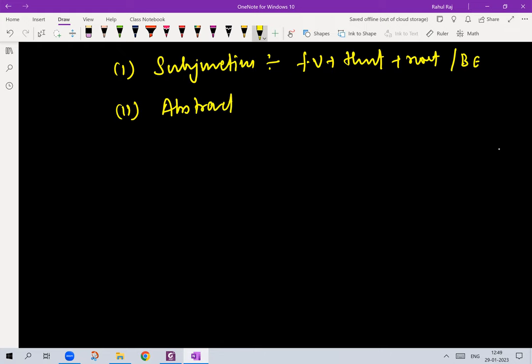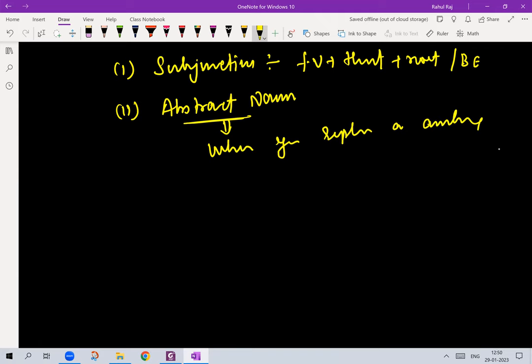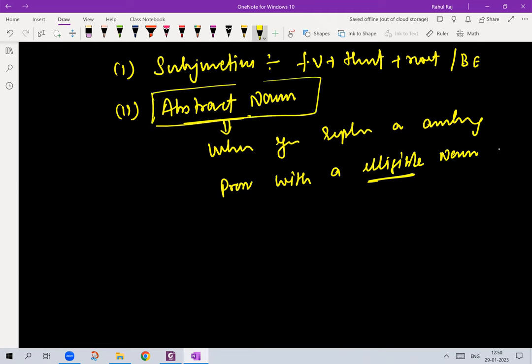Now, this is a place I'll make very clear what is which reference and all. Abstract noun construction. What is abstract noun construction? It simply says, guys, that when you replace an ambiguous pronoun with an eligible noun, that construction is called abstract noun. But what exactly it is? We'll have to understand through question itself.